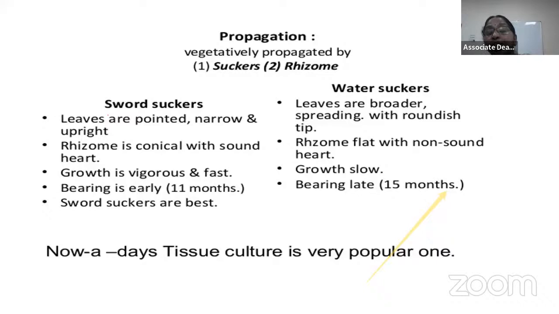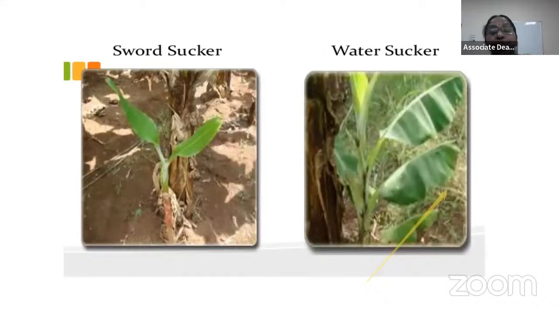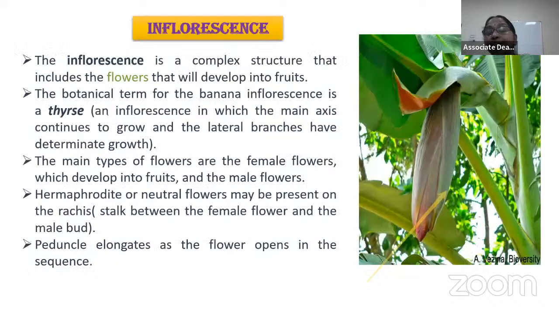And here you can see the photograph showing the sword suckers on the left side and the water suckers on the right side. And the next part is the inflorescence. Here you can see the inflorescence and we will see the different parts of the inflorescence. It is a complex structure and it includes the flowers, which ultimately develop into fruits. Here one botanical term is used for the banana inflorescence. It is the tertiary.